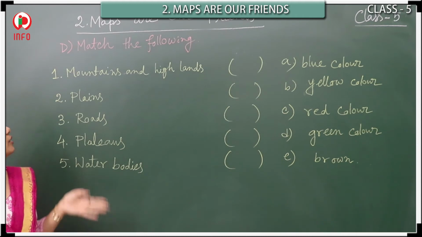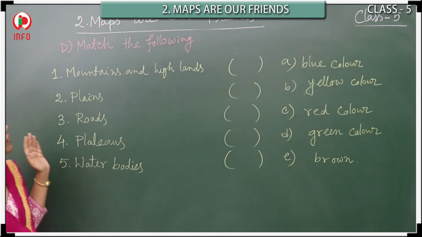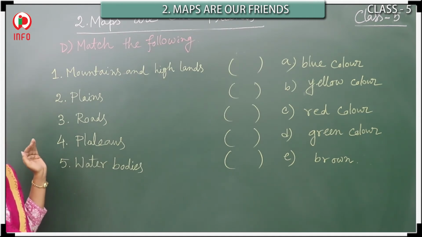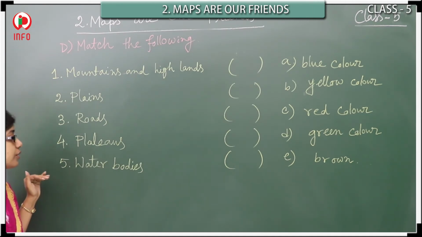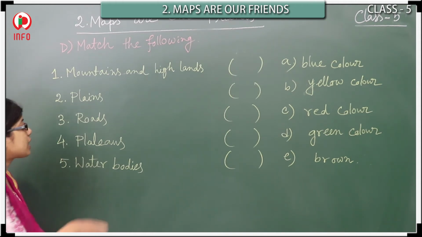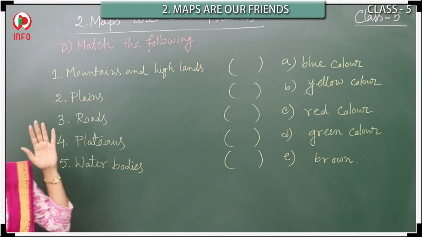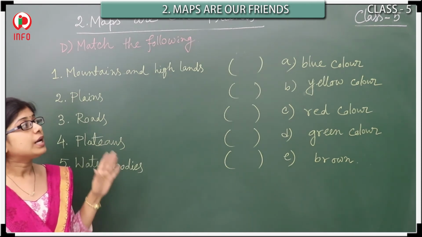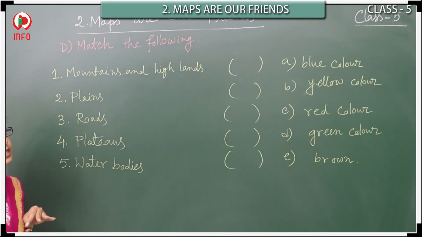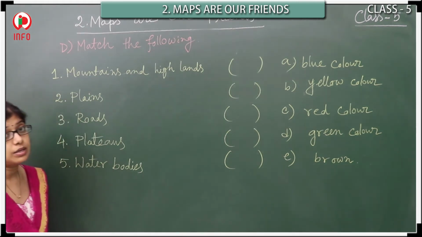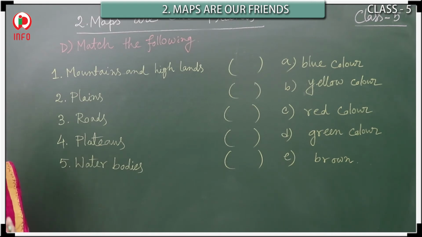Match the following. On the left hand side, the mountains and highlands are there first. Next the plains, next the roads, next the plateaus, next the water bodies. And on the right hand side, blue color, next yellow color, next red color, next green color, and the last brown color are given. So you have to match both of them. How is it possible? Okay, I am helping you.